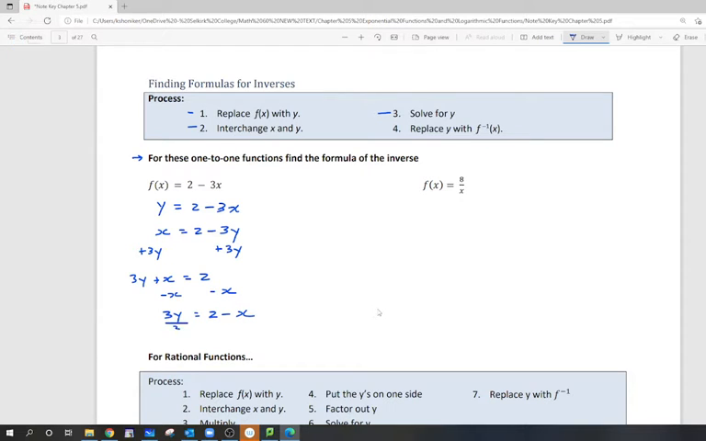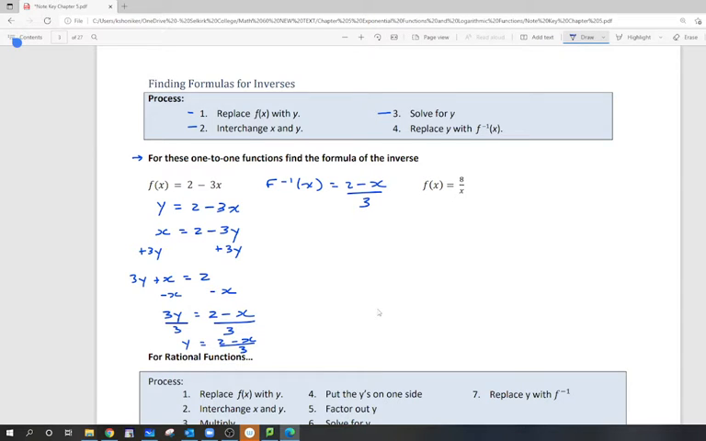So that I get 3y equals 2 minus x. And then to isolate y, I'm going to divide by 3. You end up with y equals (2 minus x) over 3. To write that in function notation, you would get f inverse of x equals (2 minus x) over 3.